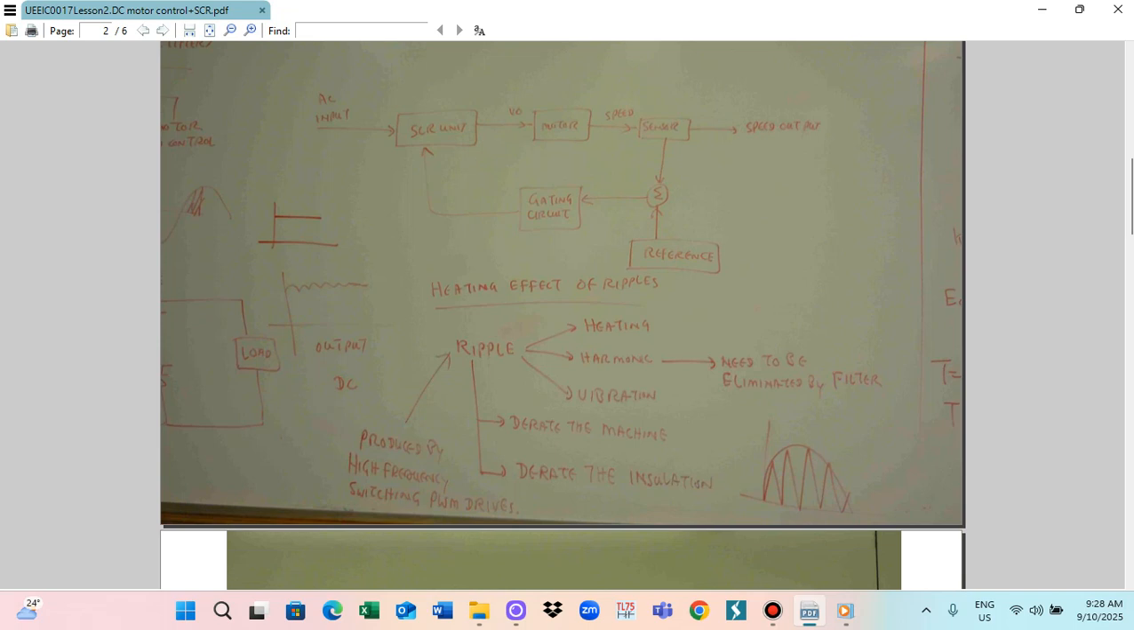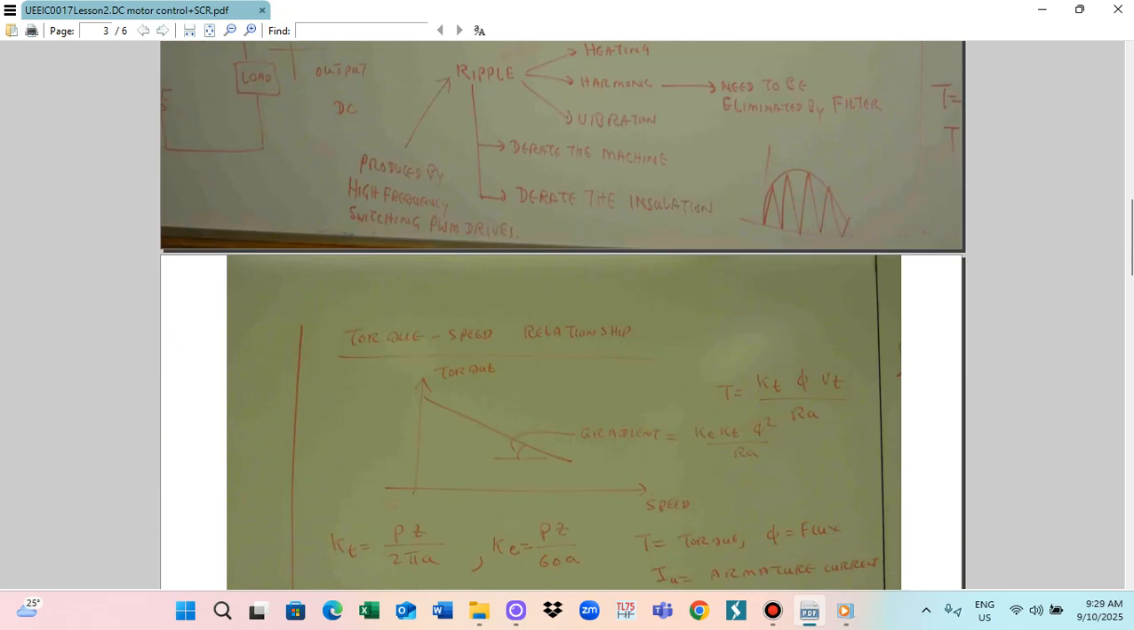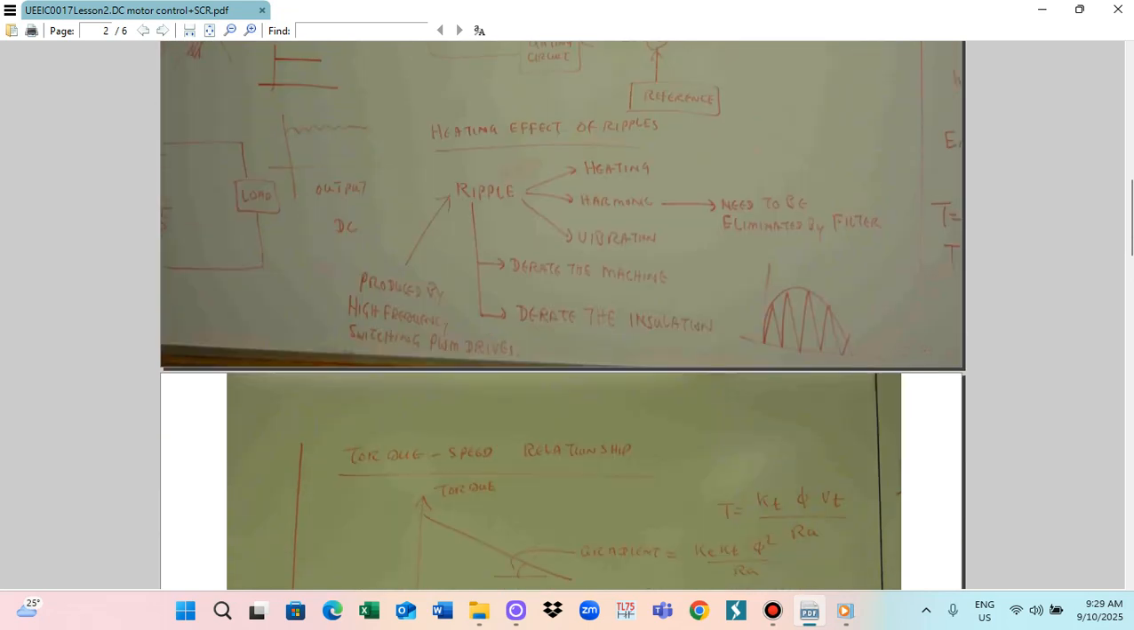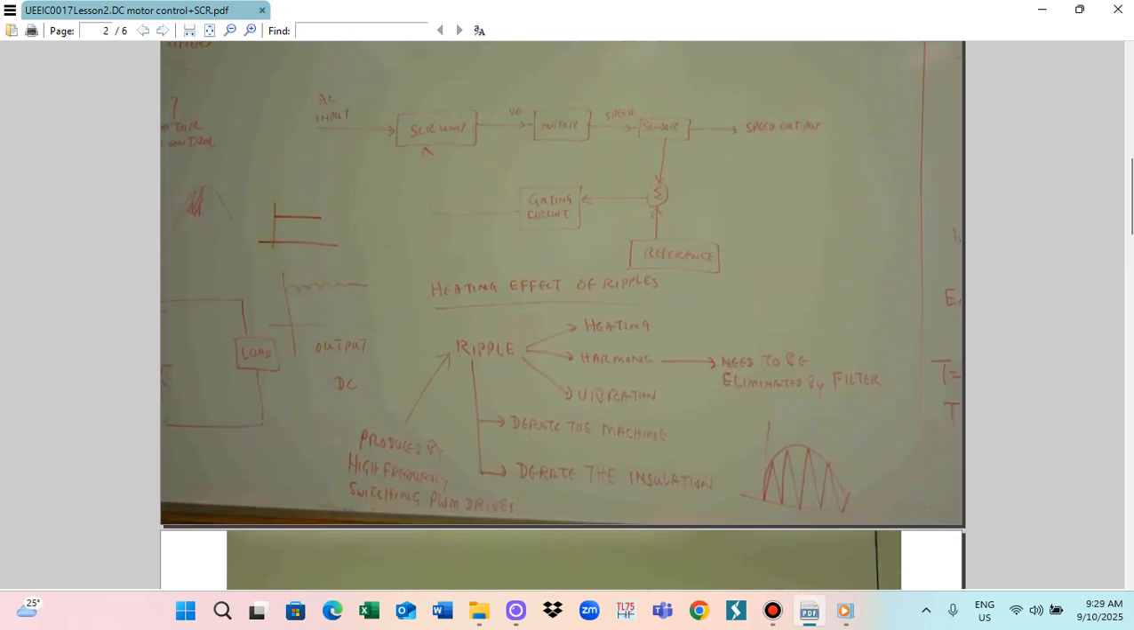So those ripples are produced by the high frequency switching of the PWM device. A pulse width modulated system means the switching rate forms the AC waveform. So those switching rates determine the AC waveform. So this is the pulse width modulated system. It produces ripple, so we need to filter the ripple with a filter.